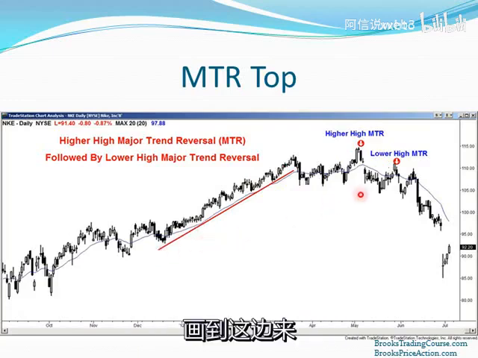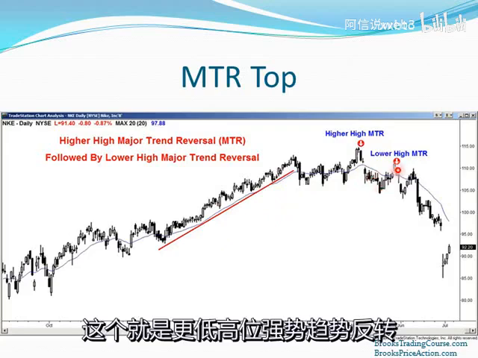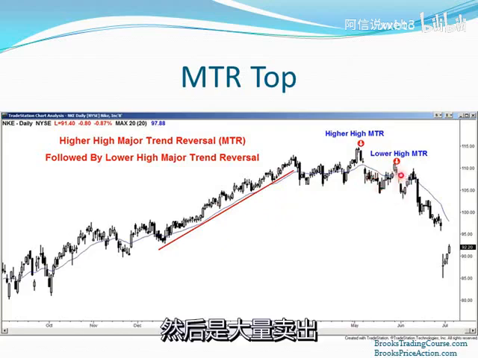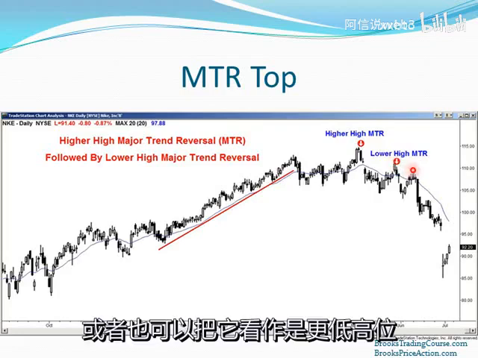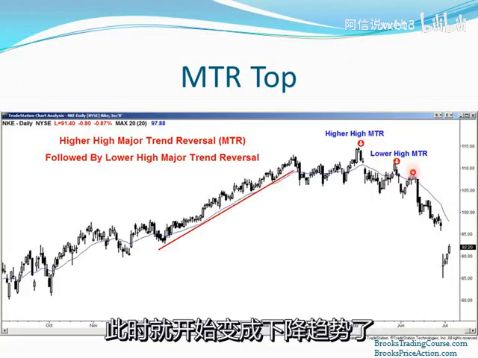I could redraw this trend line so that it goes over here. Okay? So this would be the break of the trend line, and this would be the lower high major trend reversal and the sell-off. And then here we have a double top, or you can view it as another lower high. So we're starting to get lower lows and lower highs, and we're starting to convert into a bear trend.